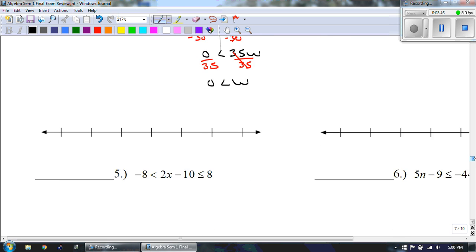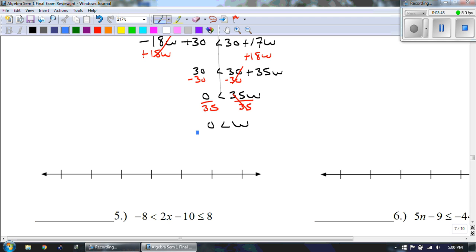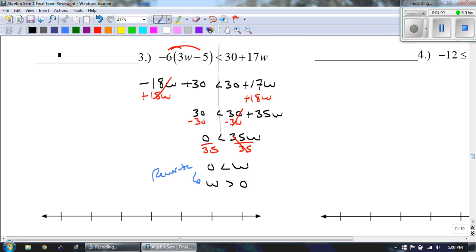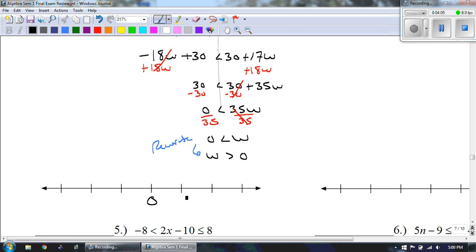Now, the only thing that's wrong with this is we have to rewrite this. So the w is first, so w is 0, and it's pointing at 0, so I'm going to make sure we are still pointing at 0. So w is greater than 0. 0 goes in the middle, 2 above, 2 below, and we are open, and I want everything that is greater. Okay.